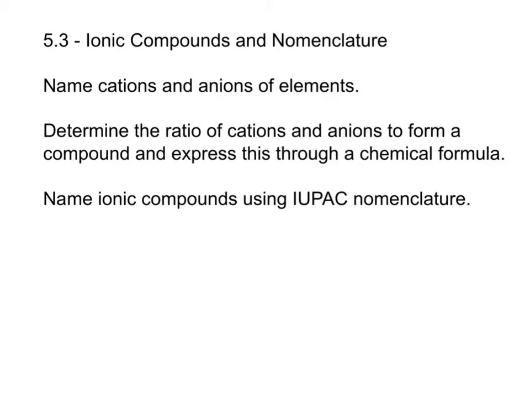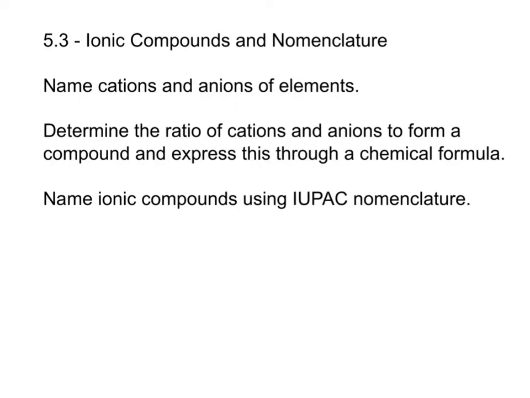All right, so now we're about to start lesson 5.3, chemistry students, and we're going to take a look at ionic compounds and their nomenclature. What does the word nomenclature mean, Mr. Hunter? It's a fancy word for naming. So we're going to learn, first of all, how you name a cation or an anion of elements.